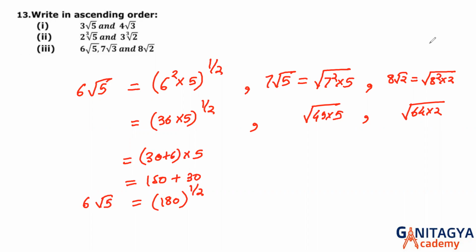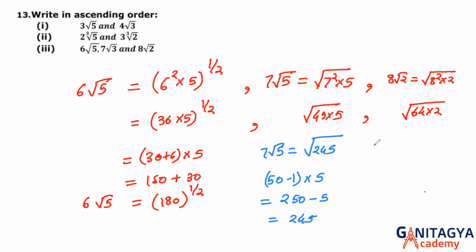Now the second one is 7 root 5. So 7 root 5 I can write as under root 49 into 5, and under root 49 into 5 is nothing but 50 minus 1 into 5. So this will be 250 minus 5, isn't it? So this is nothing but 245. Am I correct? Can we move? Yes, sir.